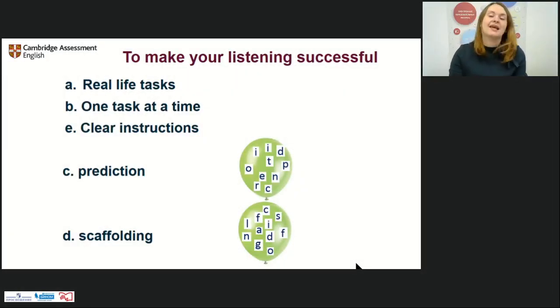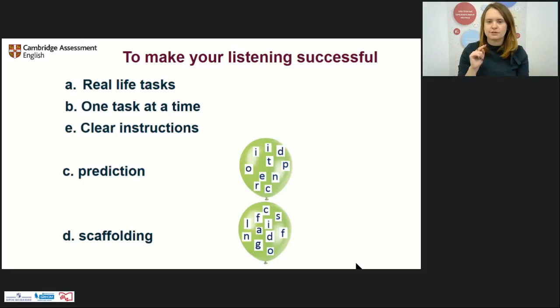Absolutely, with prediction, and D is scaffolding. So prediction, we needed to activate all the background knowledge that the students have, because remember, very little life experience, very little learning experience, and if you just throw the task into them, they will probably hate you. So activate the background knowledge. It's easier when you know what's going on, you know what's going to happen, and you have more chances to succeed then.